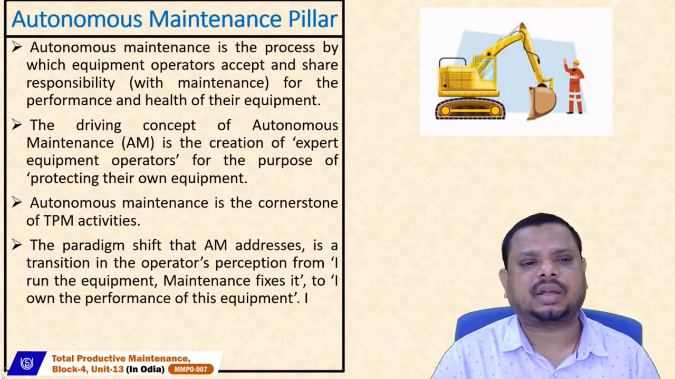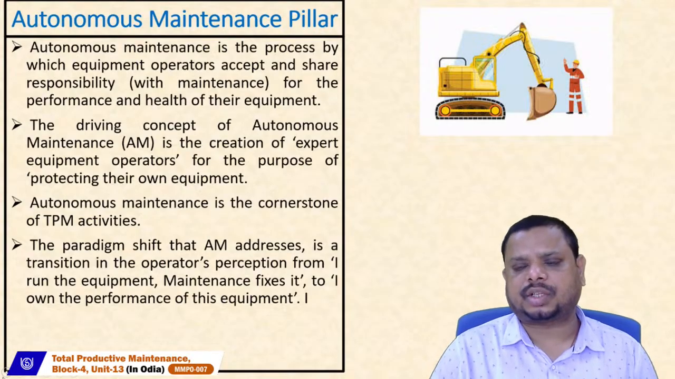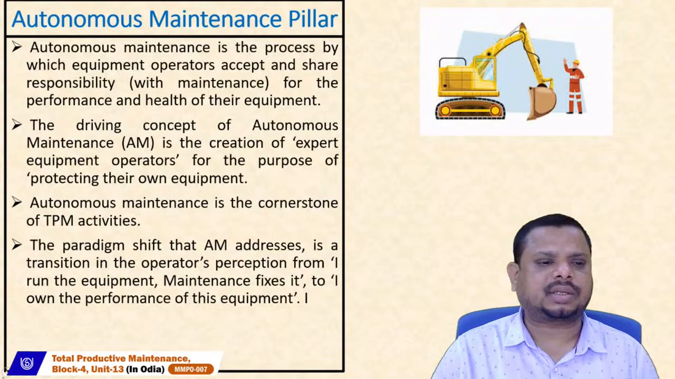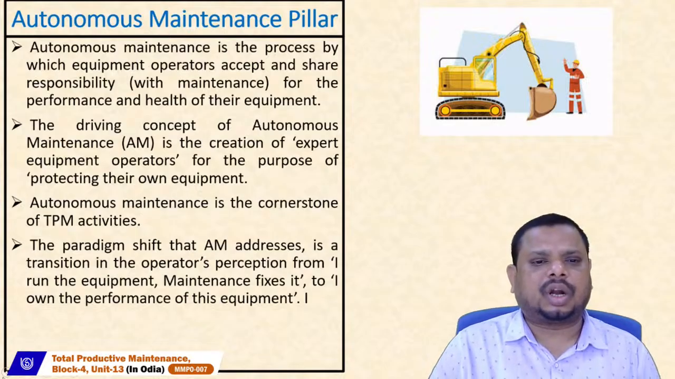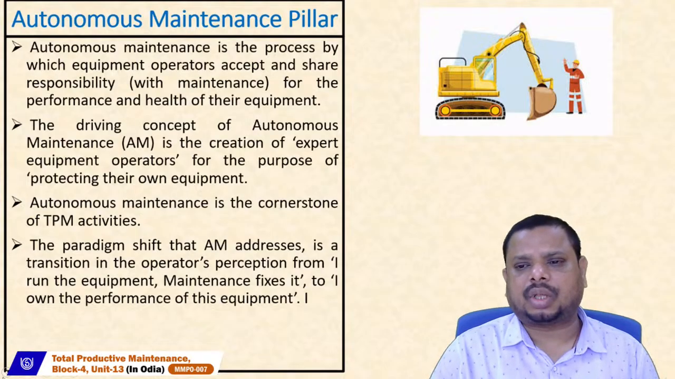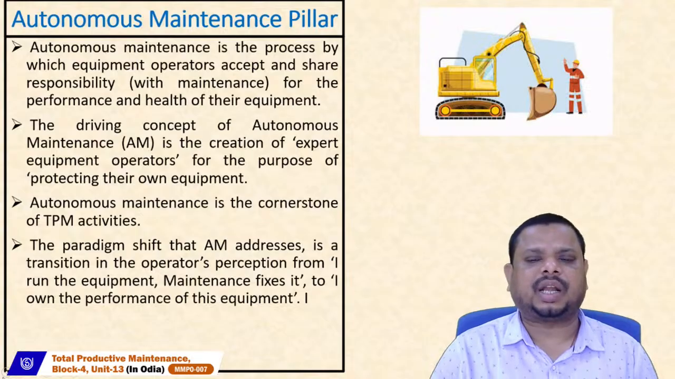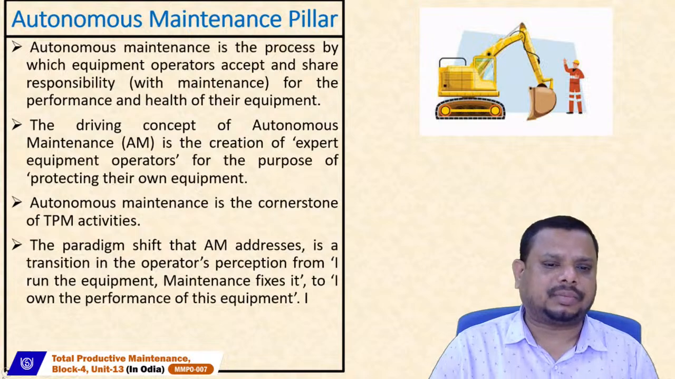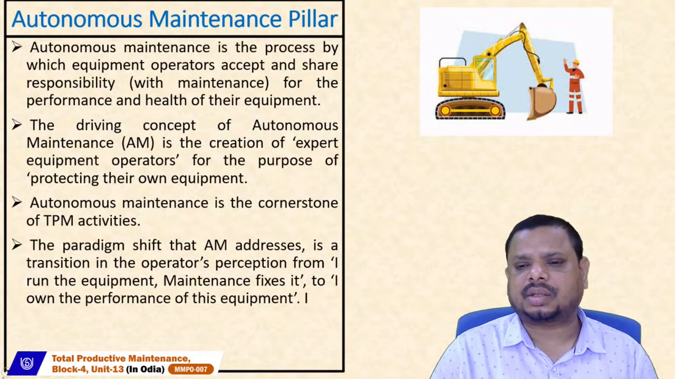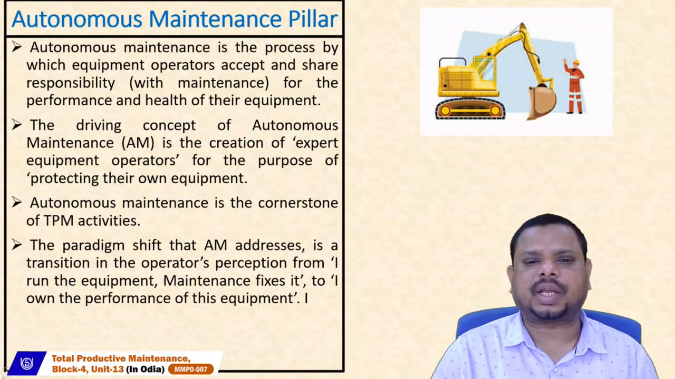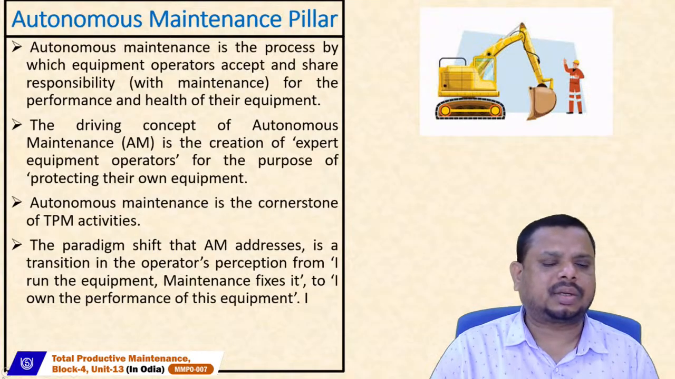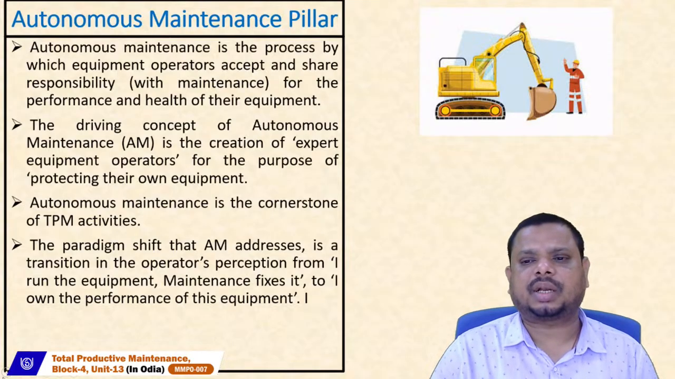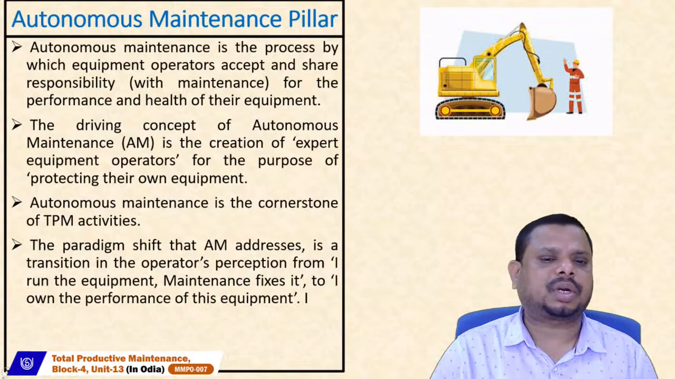So if you do not share the entire equipment specification with others, in that case it will not be clearly communicated to others, so they find a large amount of difficulty when they provide any kind of maintenance. And in most cases, the machine and equipment operators are known as the expert equipment operators for protecting their own equipment. The next important part is that autonomous maintenance is the cornerstone of total productive maintenance.